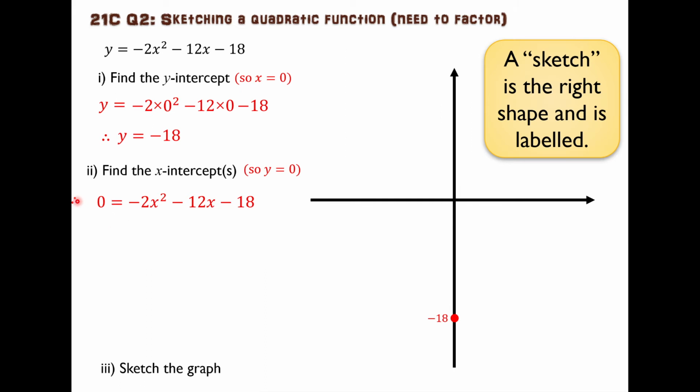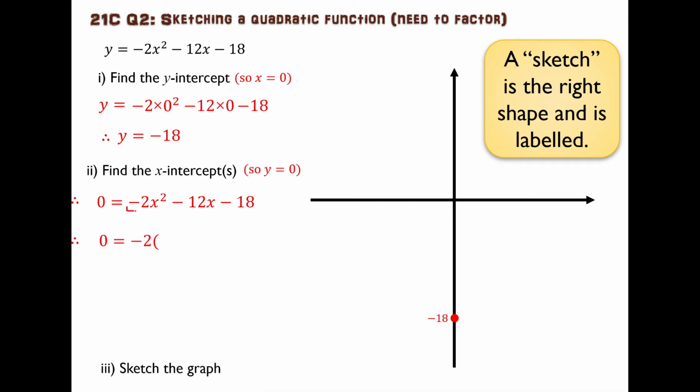Okay, so 0 equals this whole thing. To solve this, I've got a range of tools that I can use. One tool is I can take out a common factor. There is a factor, a number, that goes into each of these things. Something that goes into this, and it also goes into this, and it also goes into this. And that factor is negative 2.